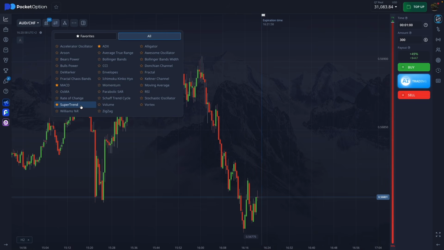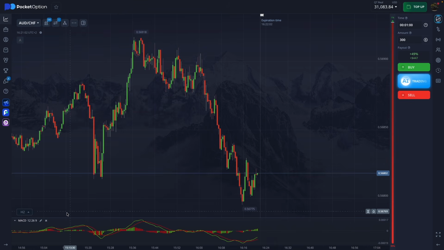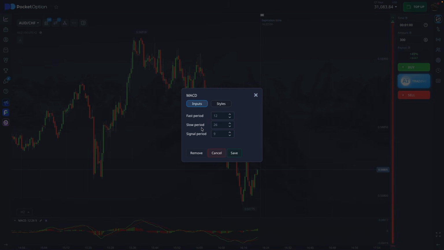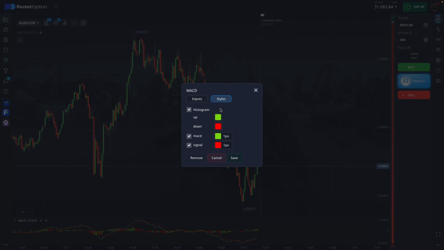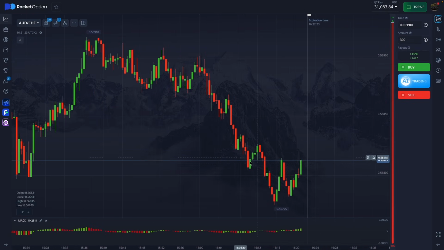The first indicator I need today is called the MACD indicator. I'm adding it to the chart. Here I go to the settings, change the fast period to 10, increase the slow period to 28, and set the signal period to 8. Then I move to styles, and here I leave only the histogram. That is, I disable the lines on the MACD indicator, after which I press the Save button. And this is how the indicator looks for me.